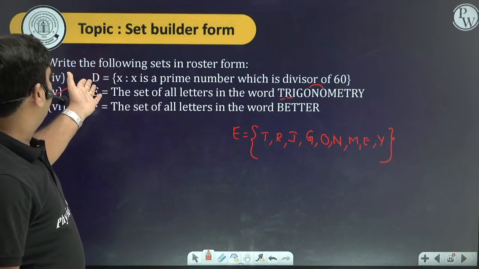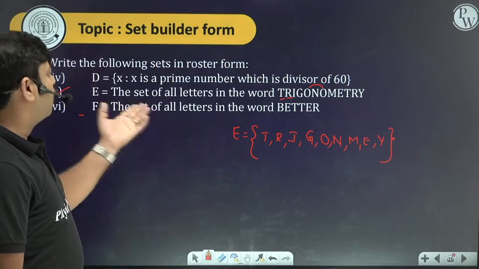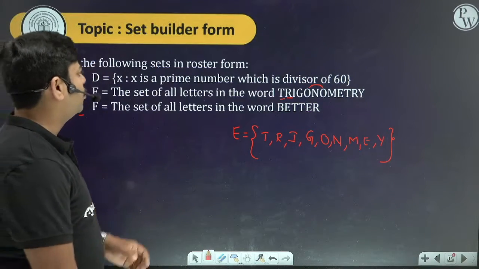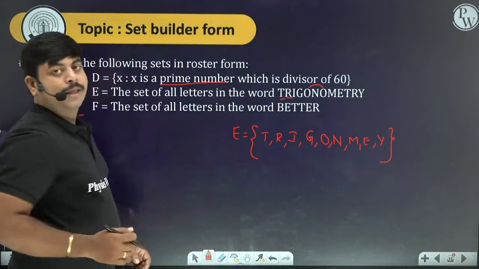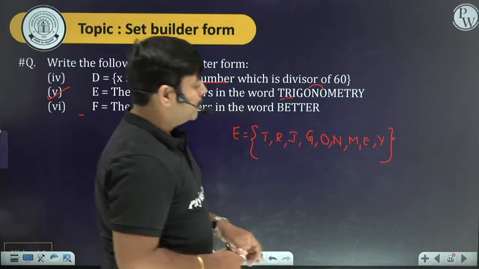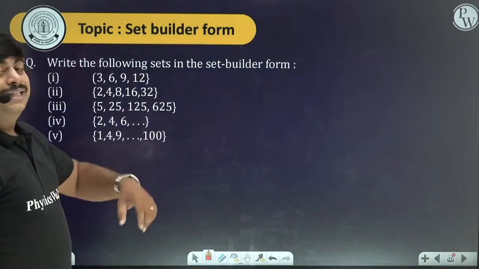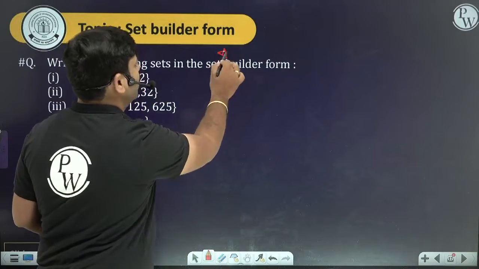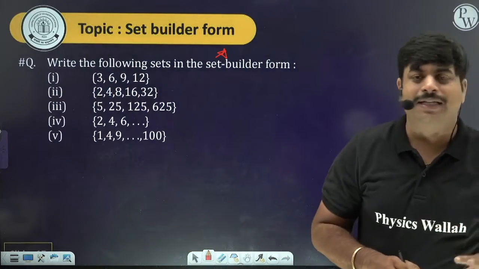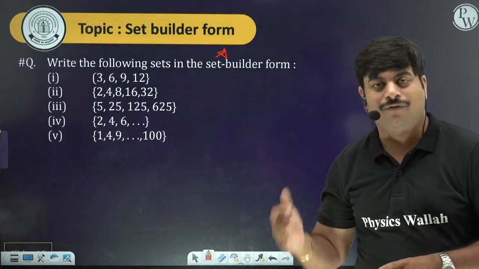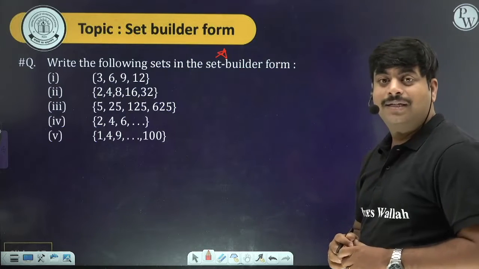Set fourth one is prime number which is a divisor of 60. And next one, set of all letters in the word better. Okay. So same thing, we can do that. Divisor of 60, the same thing, but here it is a prime number. Don't forget that. Not all the divisors you need to consider. You just need to consider only the prime numbers. Okay. So what next? Write the following in set builder form. So now this is important. Till now, writing in the roster form is very simple, but now we need to go for set builder form. Okay. So here, 3, 6, 9, 12. How to write that?